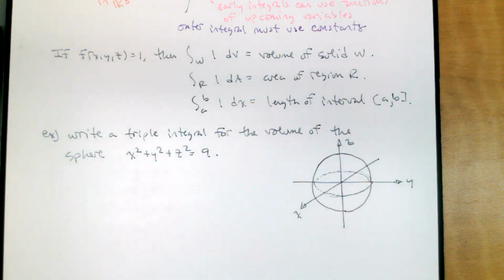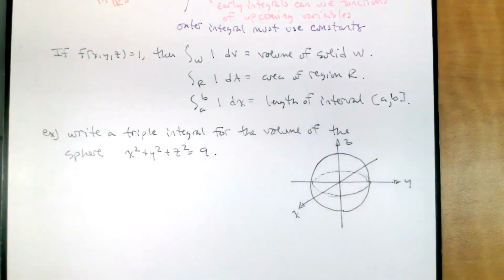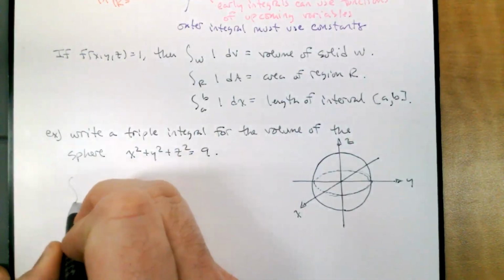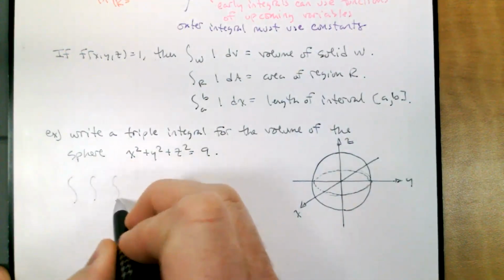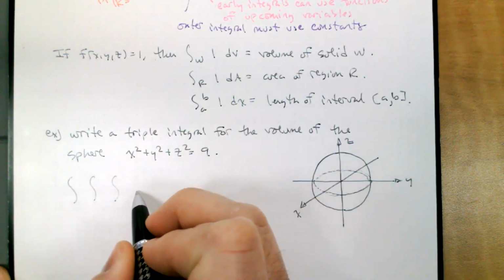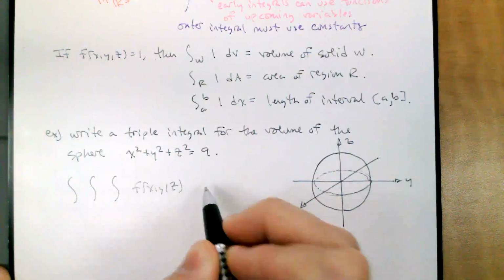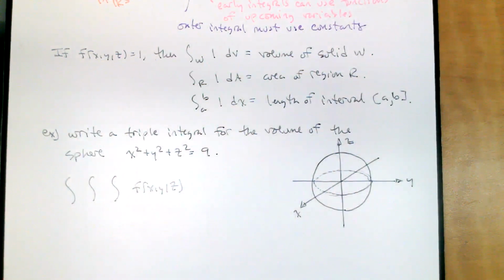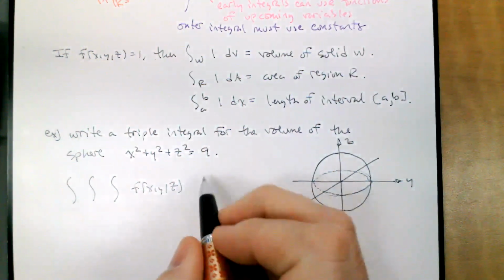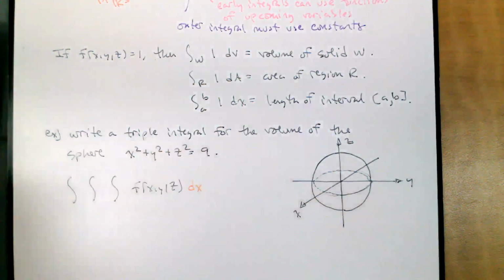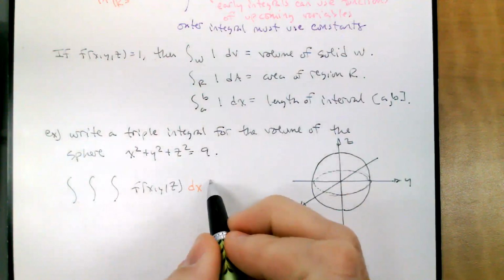All right. So we want to set up a triple integral. One of the reasons that I picked a sphere is that we can do things in whatever order we want. So let's go dx, dy, dz.